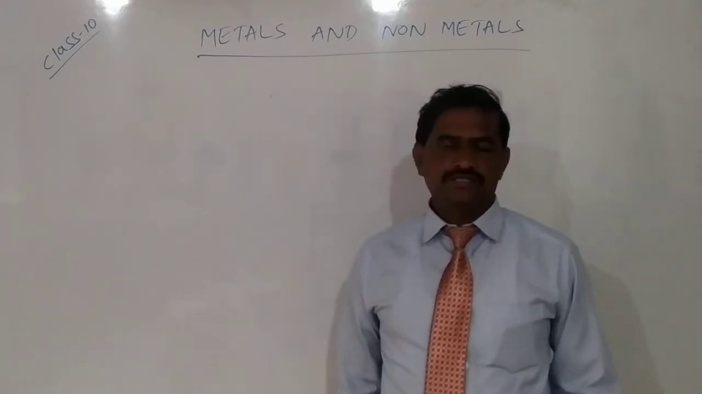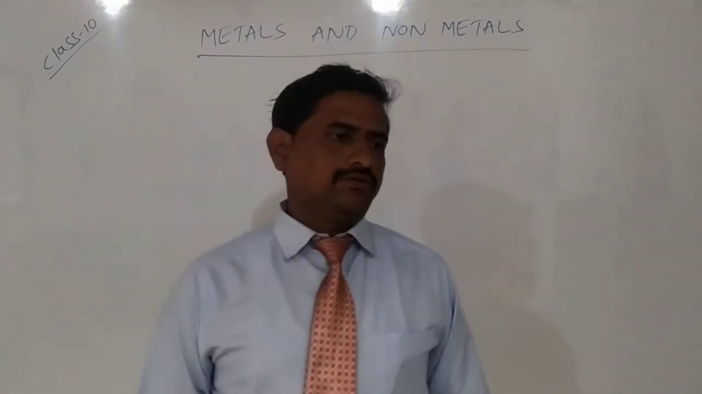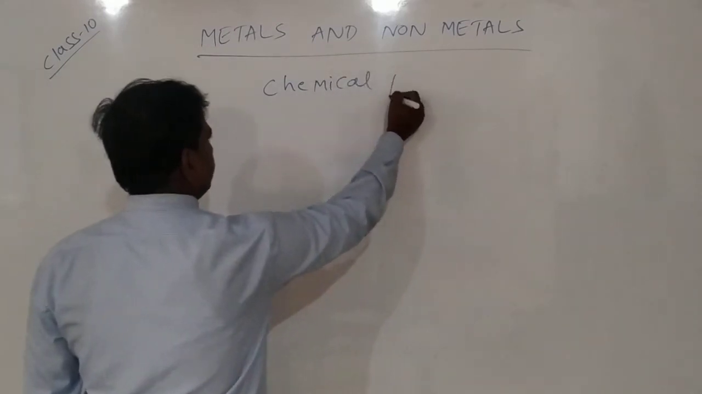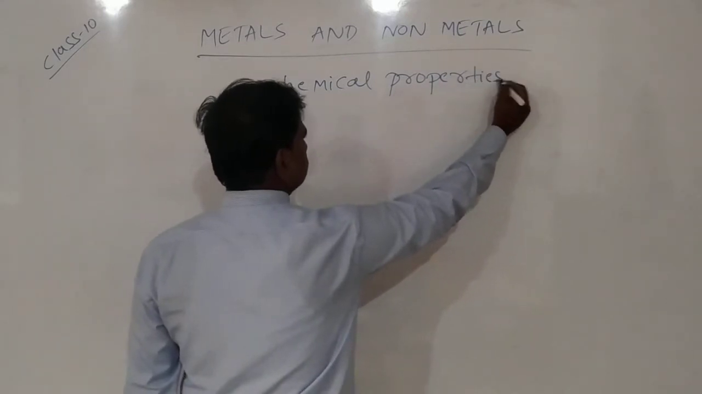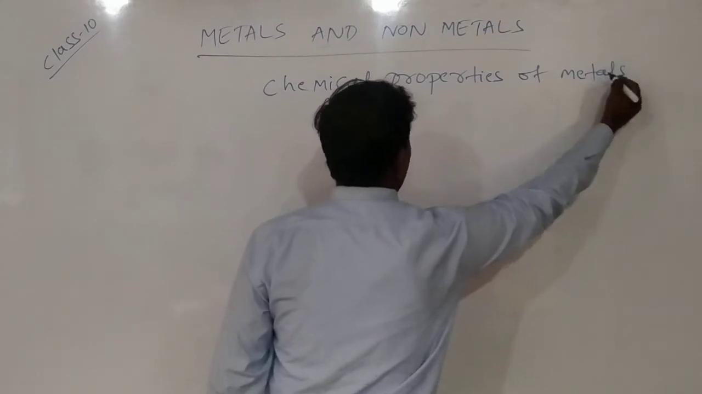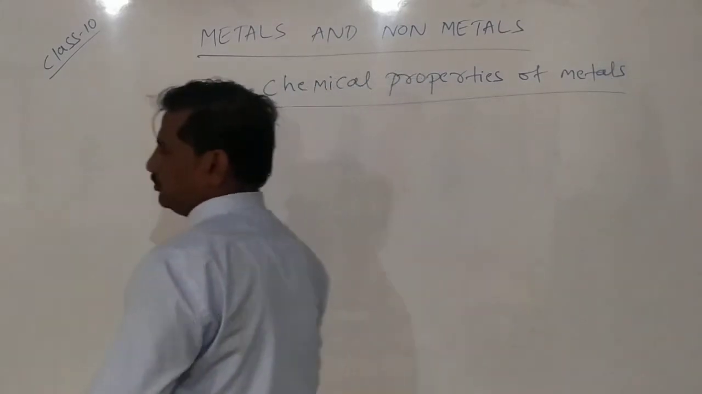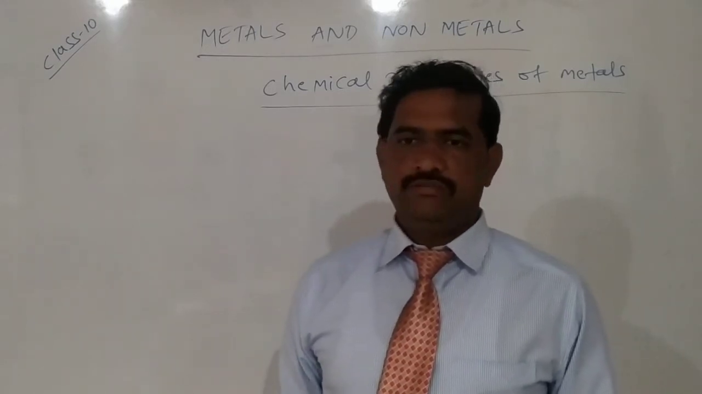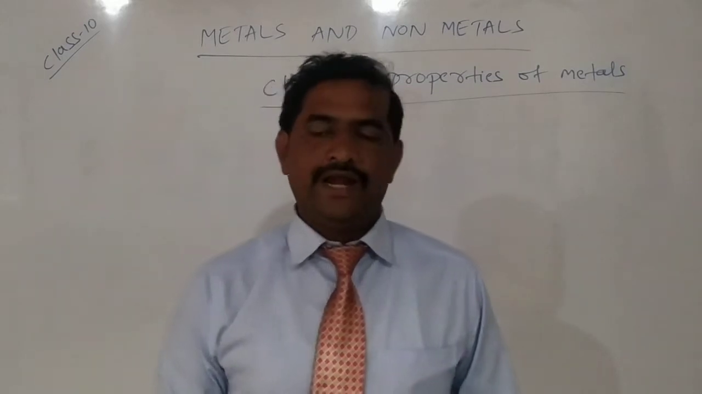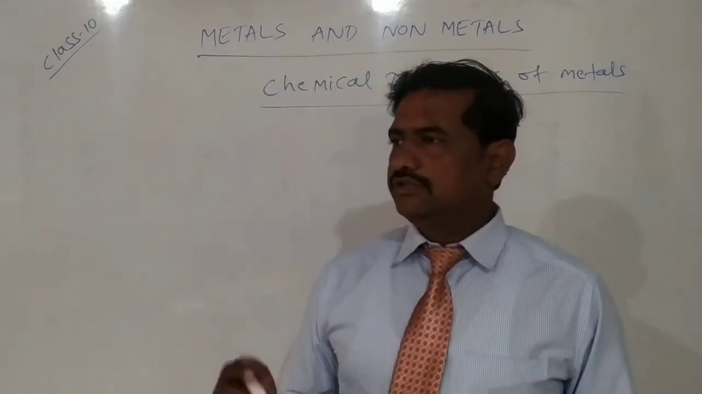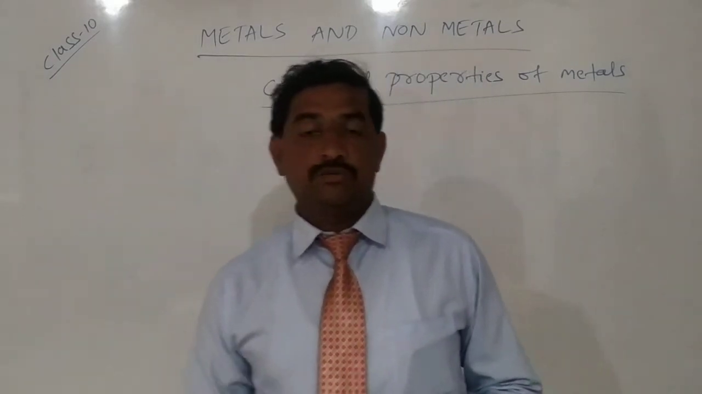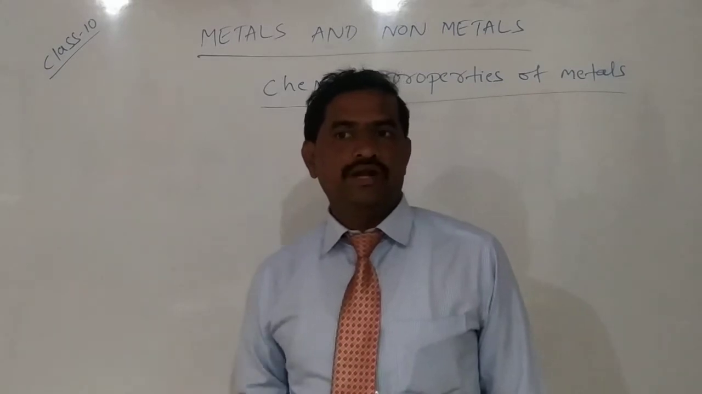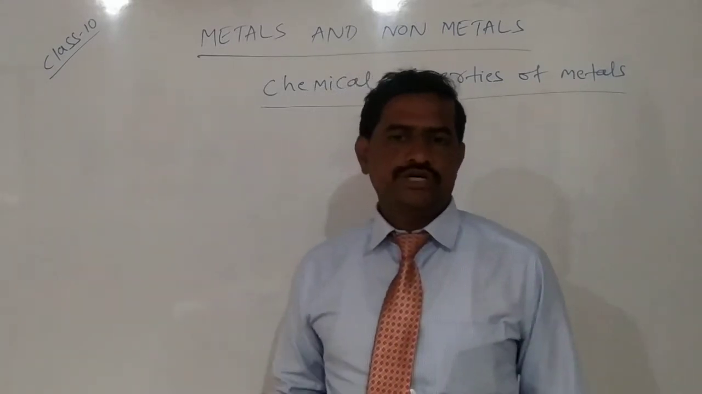Okay, but the chemical properties. Now we are going to study the chemical properties of metals. First we study the chemical properties of metals, then the chemical properties of non-metals. In this chapter we are going to study chemically how metals react. Like with oxygen, what is the reaction between metal and oxygen, what are the products. Next, the reaction between metals and water, what are the products. The reaction between metal and acid, how metals react with acid. Next, when metals react with non-metals. We are going to study one by one with examples.